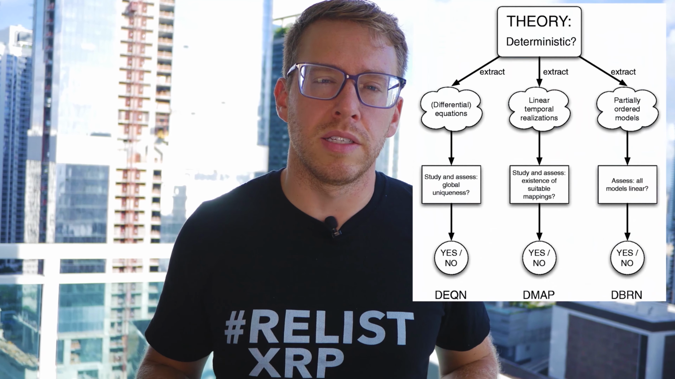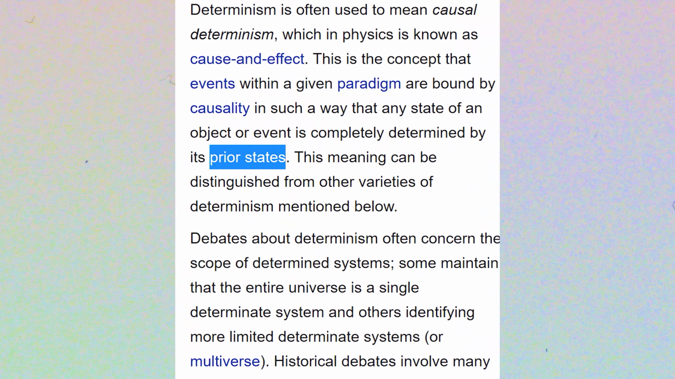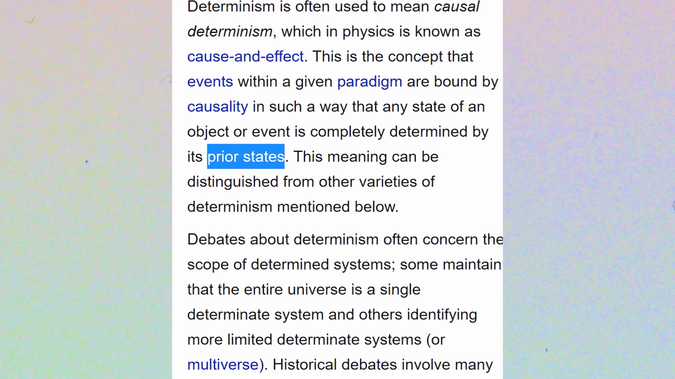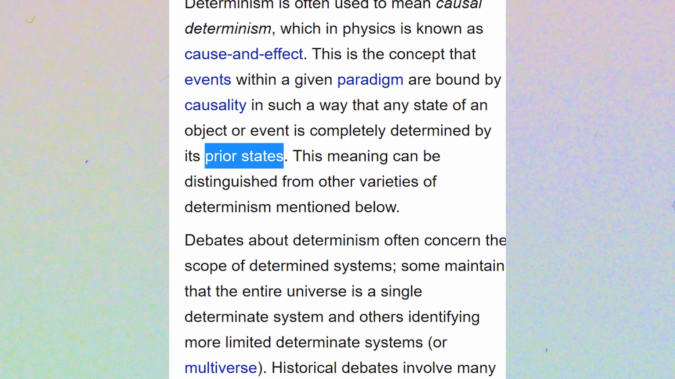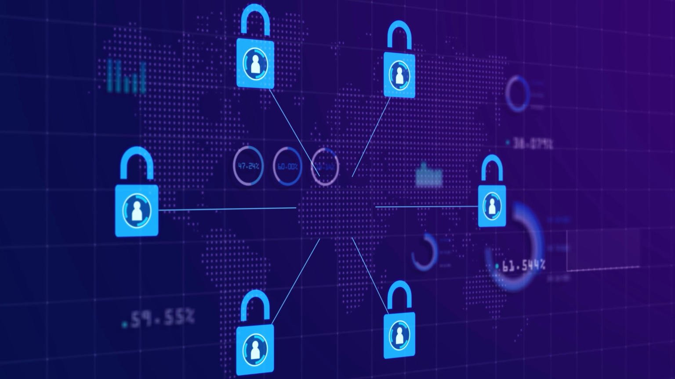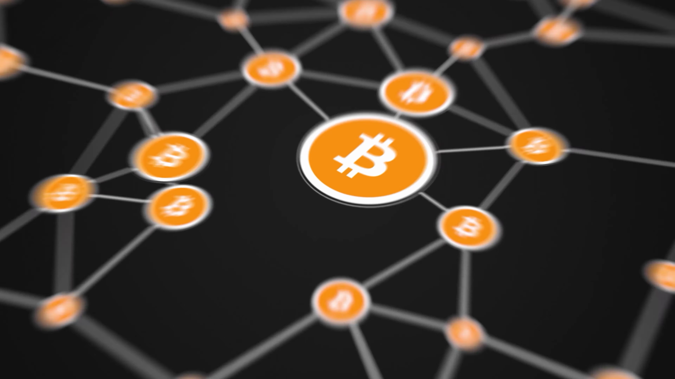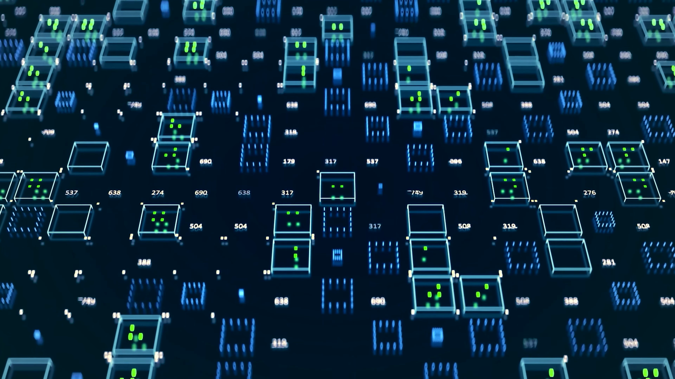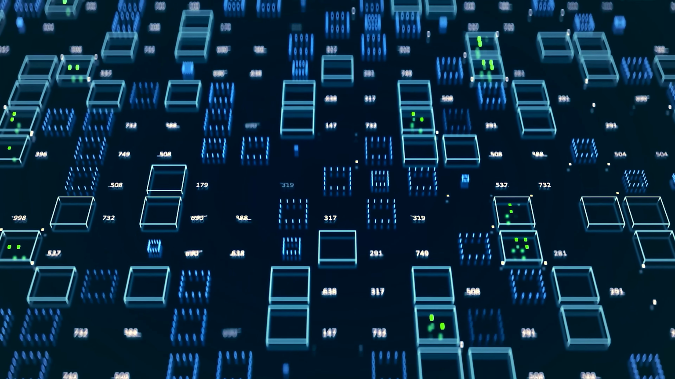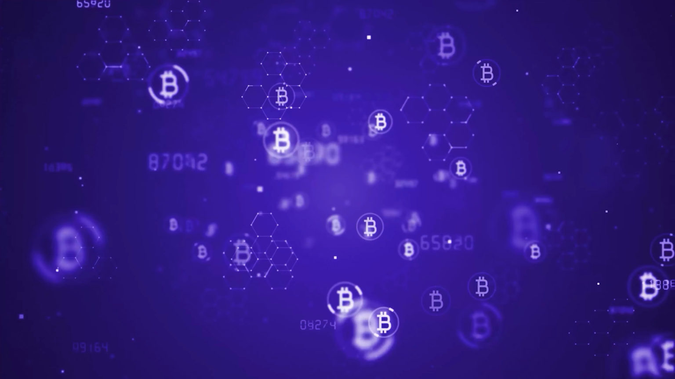And determinism is the concept that events within a given paradigm are bound by causality in such a way that the state of events or an object are completely determined by prior states. What this means for blockchains is that if you were to go back to the genesis of any given blockchain and rerun all the transactions, computations, cryptographic signatures, you would end up in the same final state. And it's this determinism that ensures that disparate nodes won't fork as they update their instance of the blockchain. In fact, recreating the current state of a blockchain is usually a requirement for setting up a wallet or an address on most major blockchains.